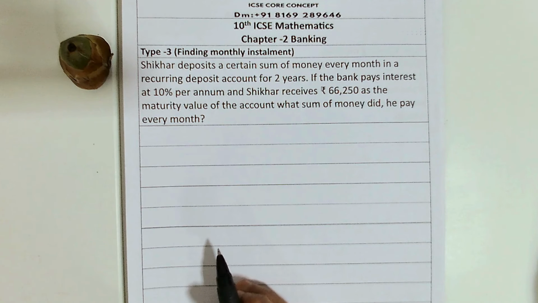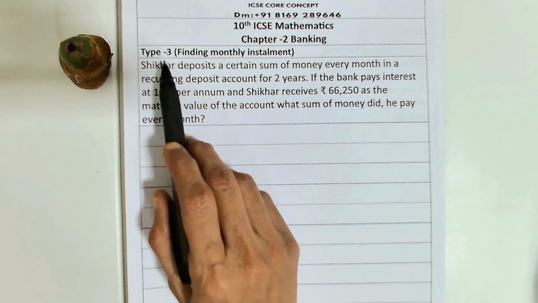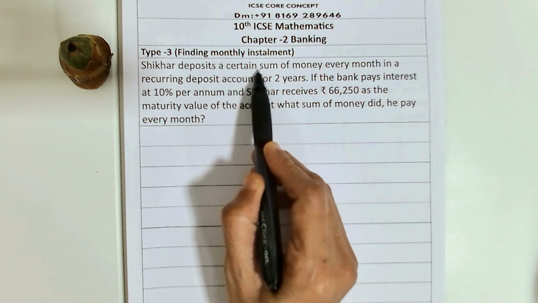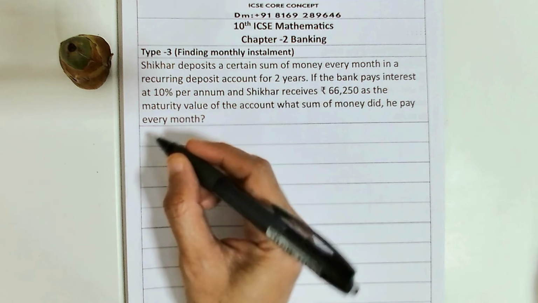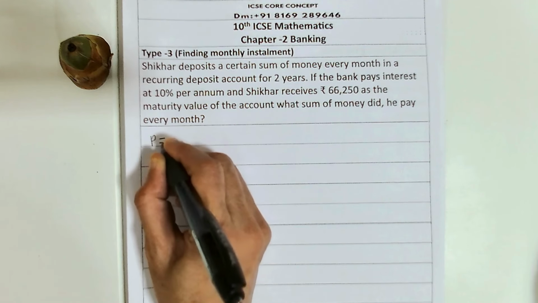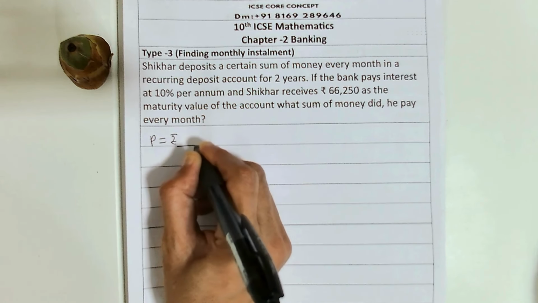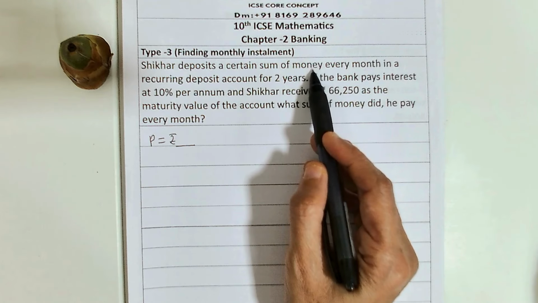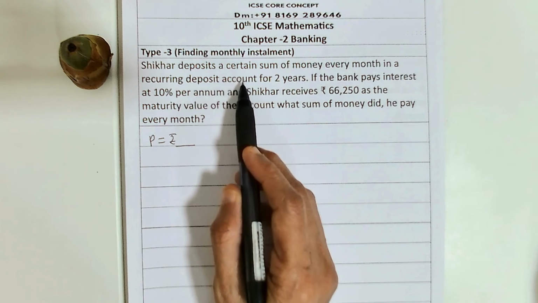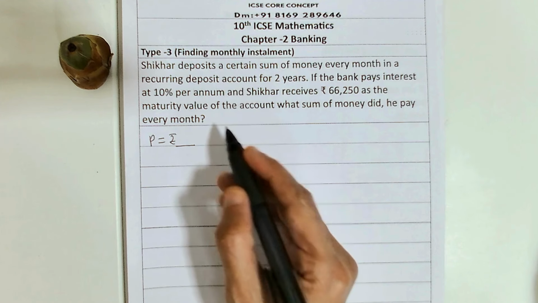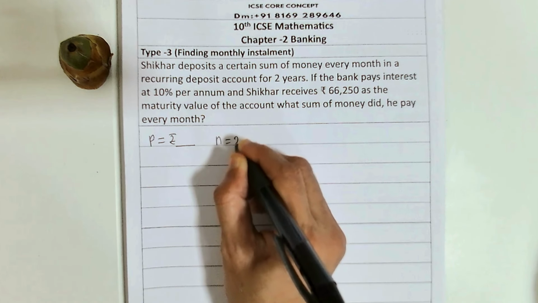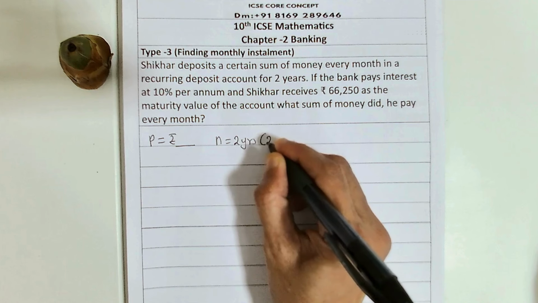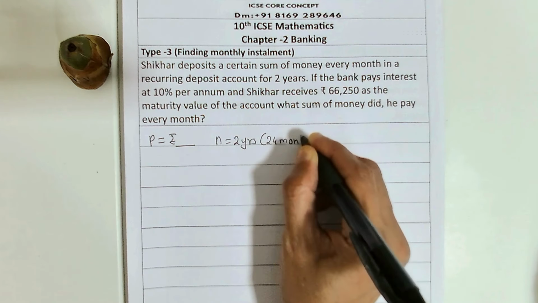Welcome back students. Let us see type 3, finding monthly installment. Shikhar deposits a certain sum of money. This sum says how much Shikhar is investing, we don't know. That is principal. For 2 years every month in a recurring deposit account. So here n is equal to 2 years. As I told you, always convert into months, so it is 24 months.